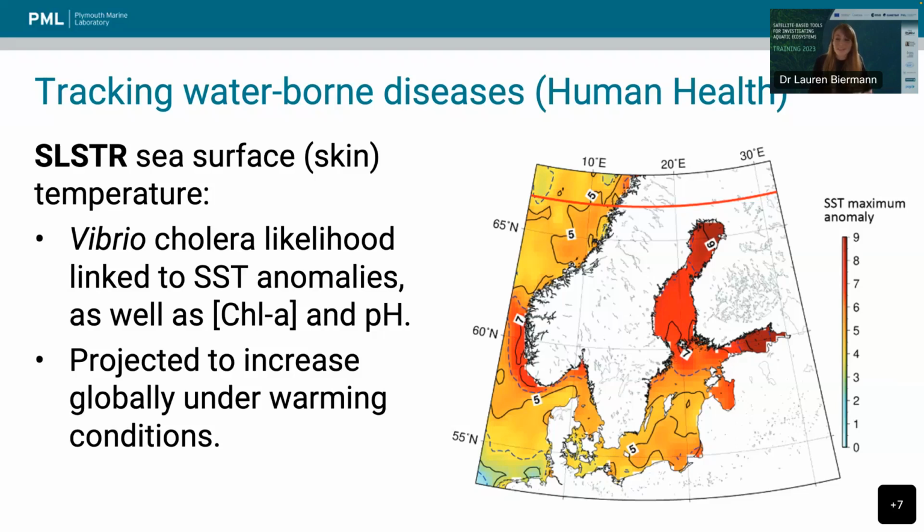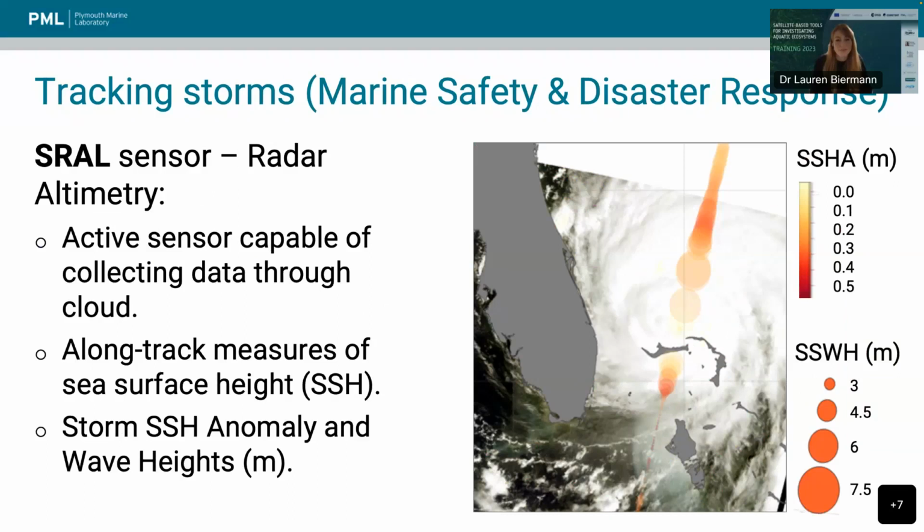And this is really important because as sea surface temperature increases, so too does the risk of these Vibrio infections under warming conditions. And you can measure this data at the same time as your ocean color data to give you chlorophyll A, which is really important. The altimeter data that is collected is an active sensor. So this can see through cloud, which means it can see through storms, and it allows you to get measurements of sea surface height anomalies and wave heights. So you can start to be prepared for disasters, and you can start to be involved in maritime safety by using this altimeter data.